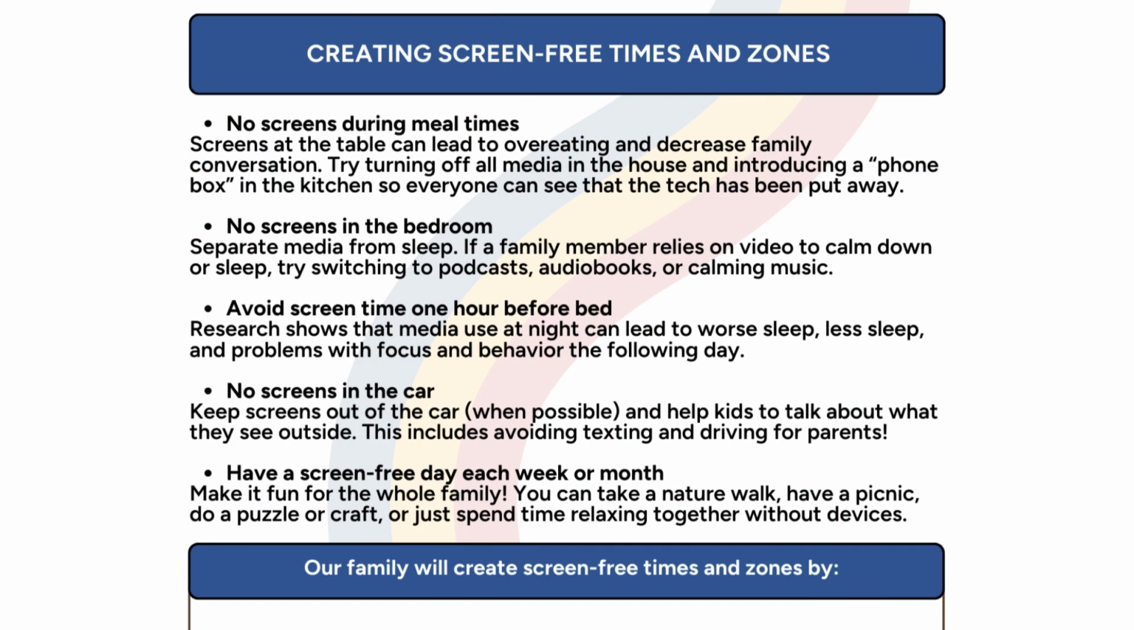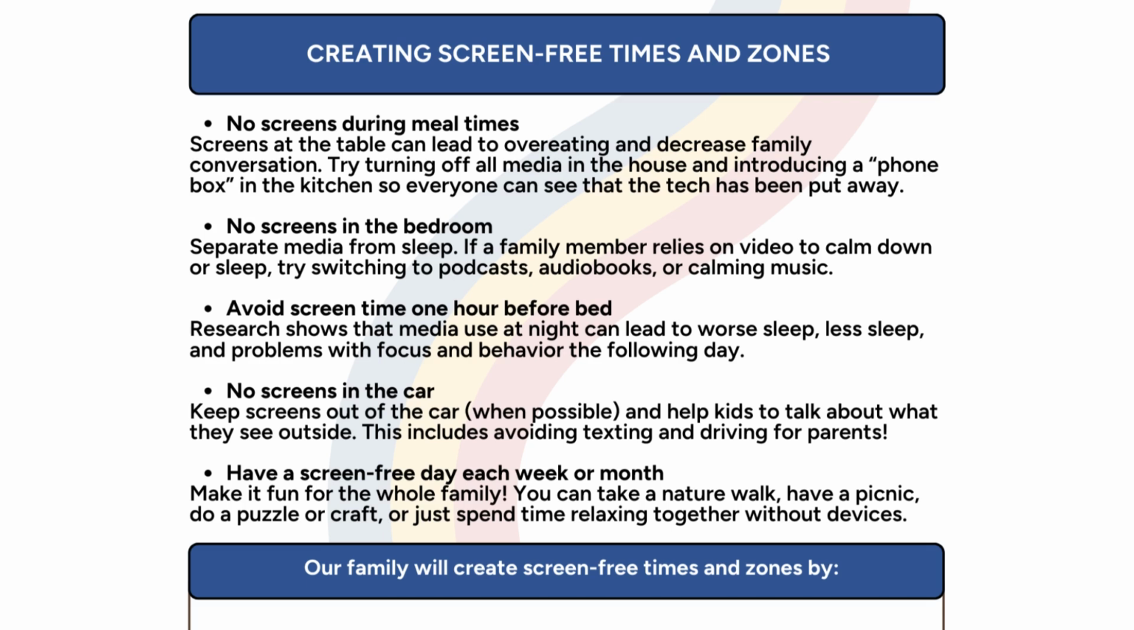Try to implement one screen-free day each week where you prioritize a family activity instead. For example, on Sundays, we turn off the screen and play a game together. Other things to think about are not using screens first thing in the morning or as the last thing at night, only using one screen at a time, and utilizing do not disturb features on phones to have fewer notifications. Let's take a look at the sheet.